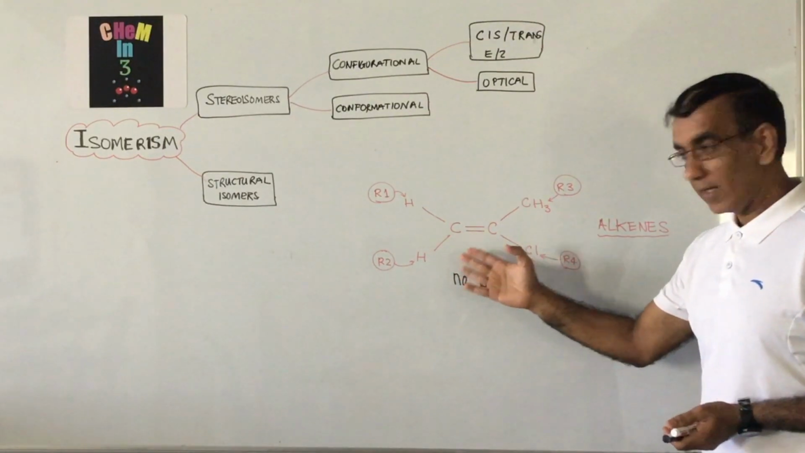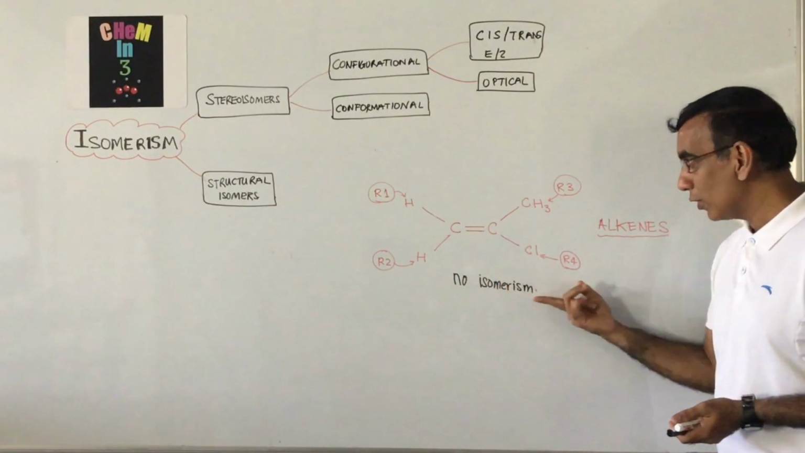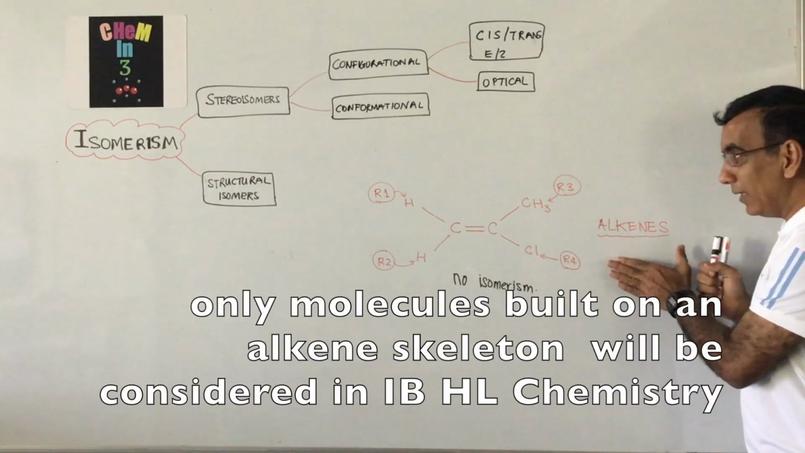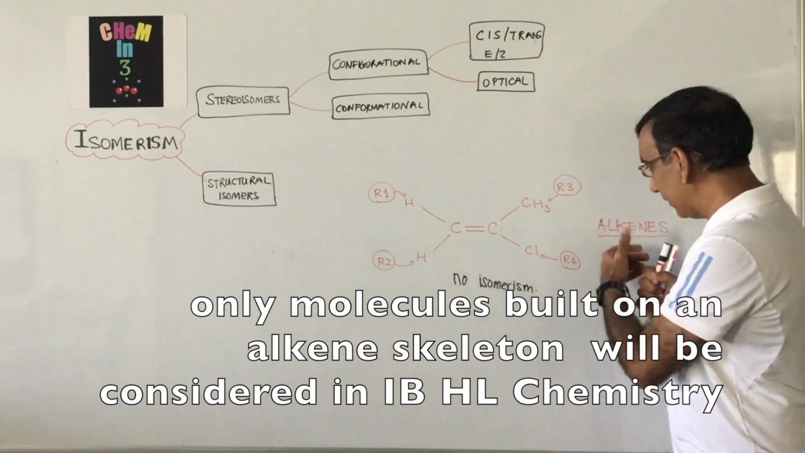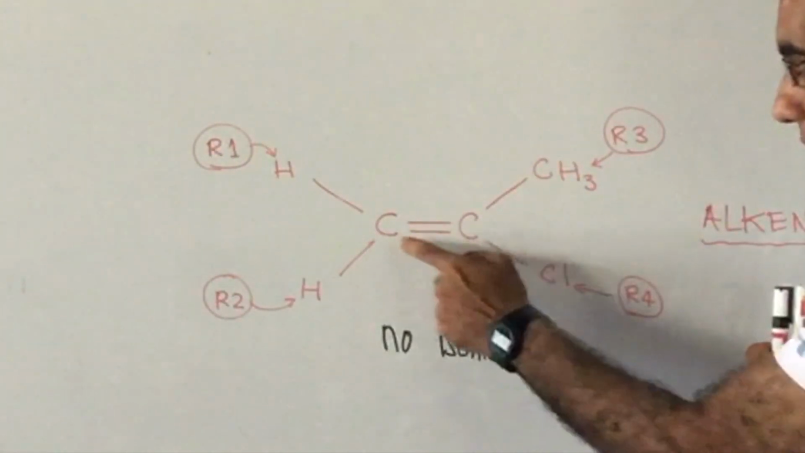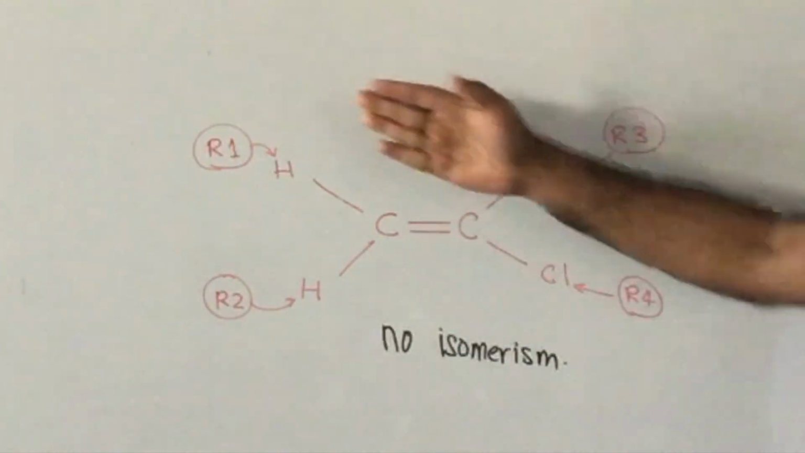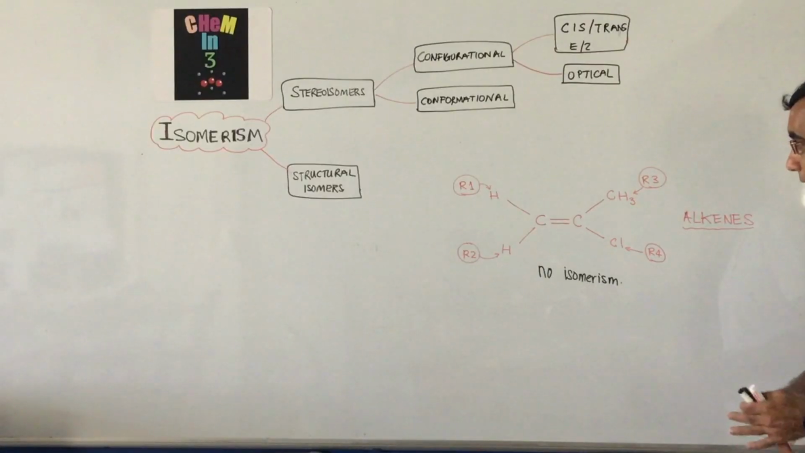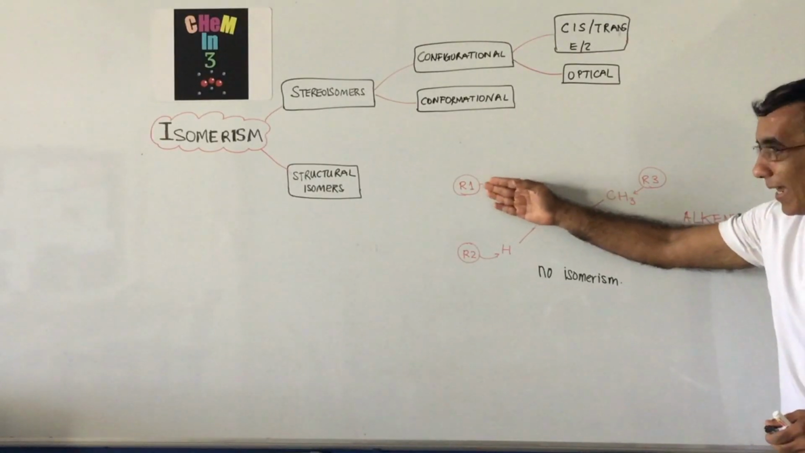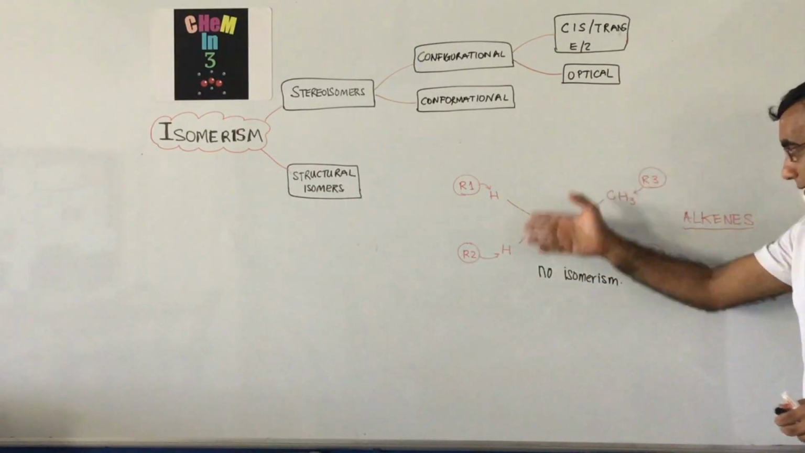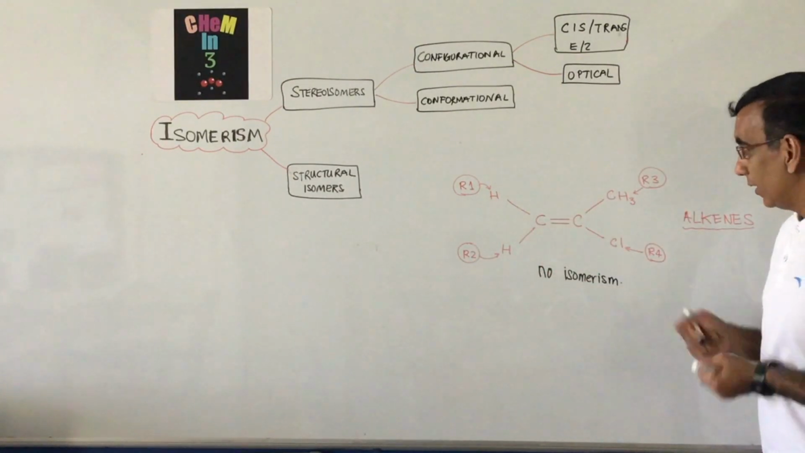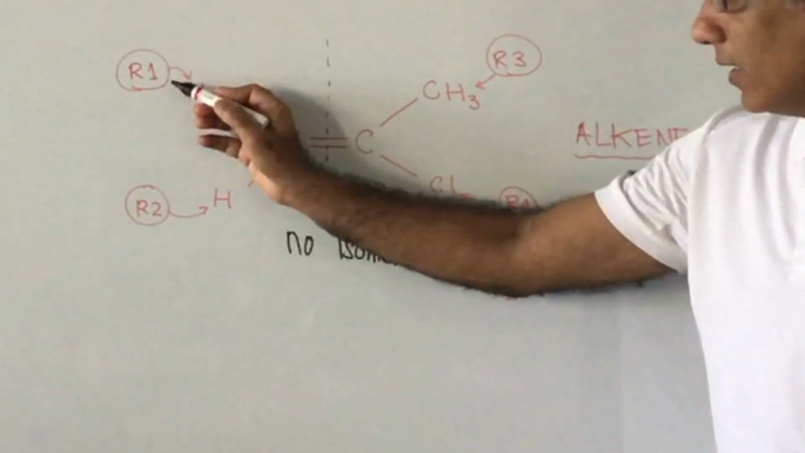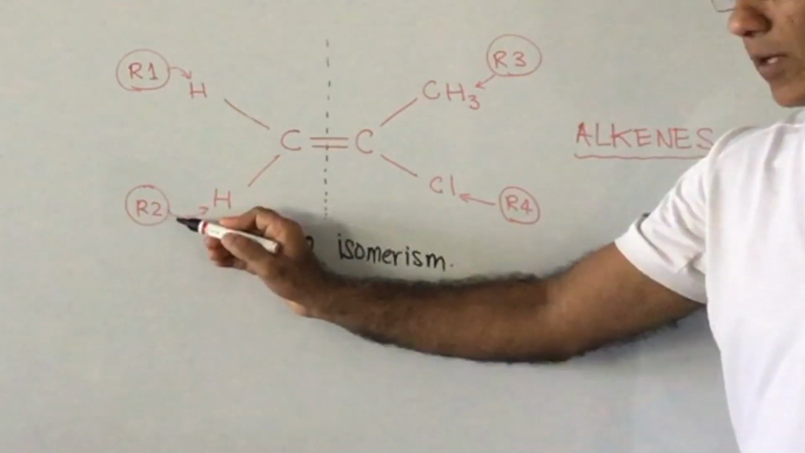Let's take a look at this example here, and it says that this shows no isomerism. The examples that we are going to focus on would include only alkenes. So here we have a typical alkene with one double bond, two carbons, and four groups designated R1, R2, R3, and R4. Now, for you to have isomerism in this particular example, you can put an imaginary line through here, and then designate this as R1 and this as R2.